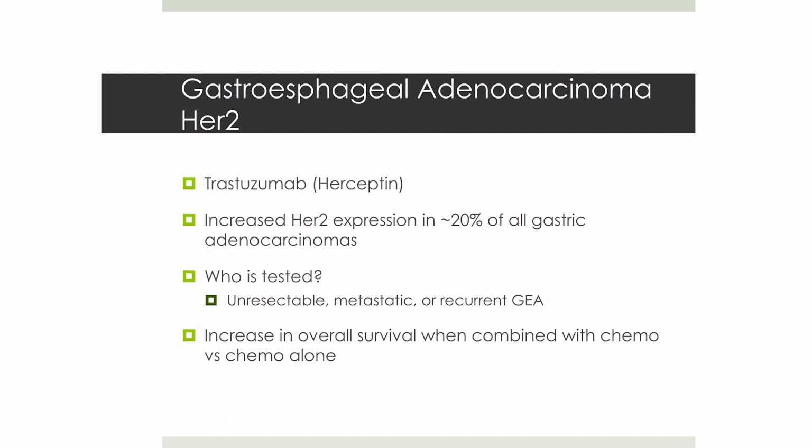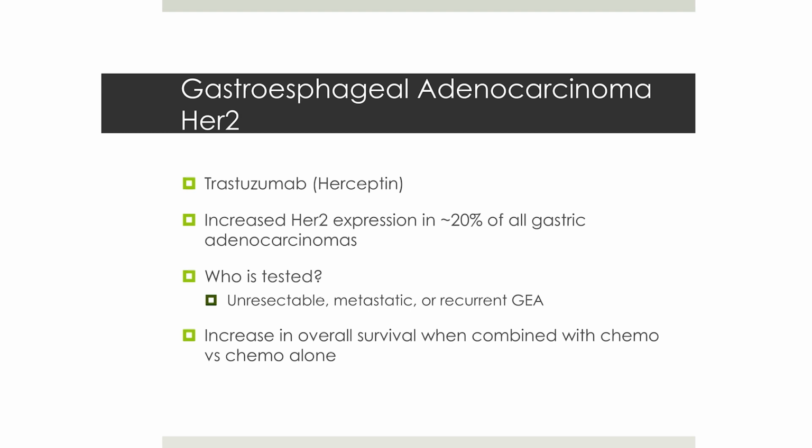Starting at the top of the GI tract, which for this talk is the gastroesophageal junction, the junction between the esophagus and the stomach. One of the markers that we use is HER2, and that's to predict response to treatment with trastuzumab, or Herceptin. What we're looking for is increased expression of HER2 on the tumor cells, which is associated with about 20% of all gastric and gastroesophageal adenocarcinomas.